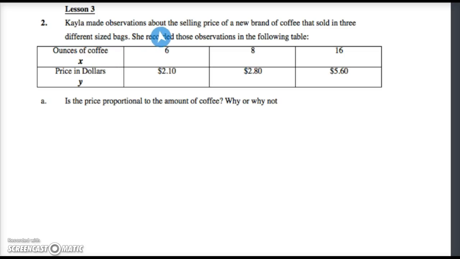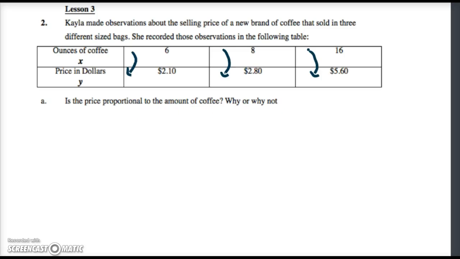Question 2. Kayla made observations about the selling price of a new brand of coffee that sold in 3 different size bags. She recorded those observations in the following table. So here we have ounces of coffee X compared to price in dollars Y. A. Is the price proportional to the amount of coffee?